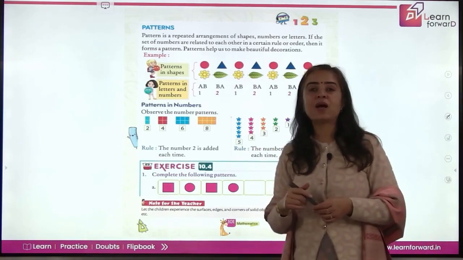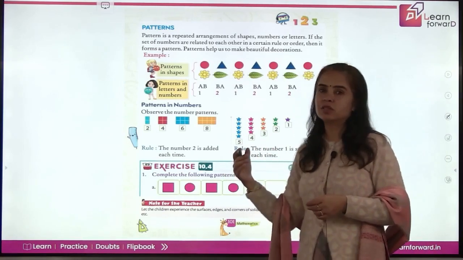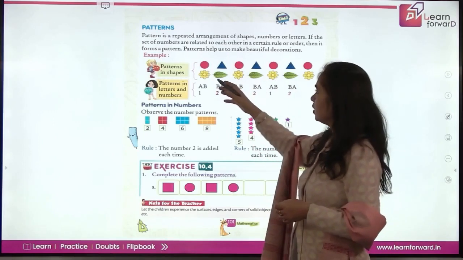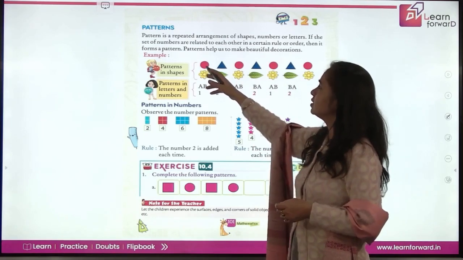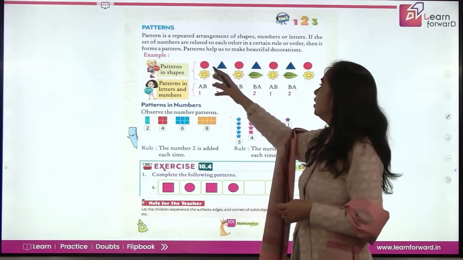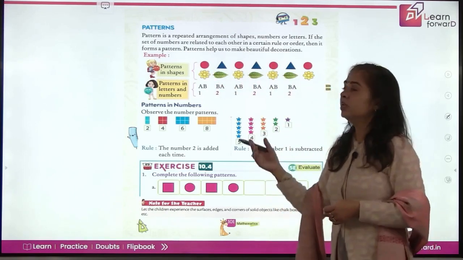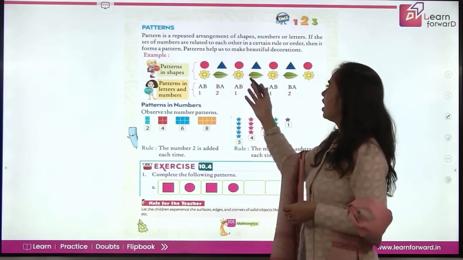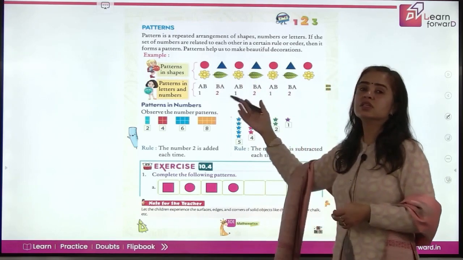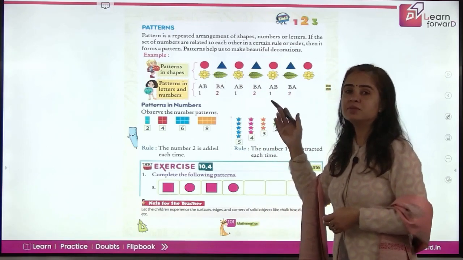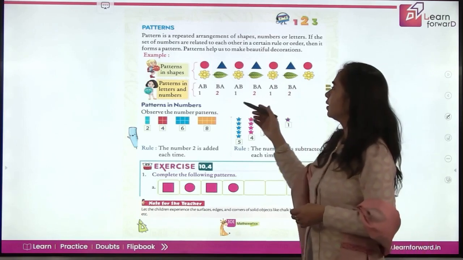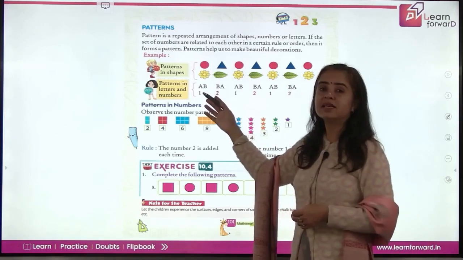Now next is pattern. Pattern is a repetition of some shapes or colors. If you look at this, this is a circle, a triangle, then a circle, a triangle, a circle, a triangle. Similarly, we can have a flower leaf structure like this. So the shapes are repeating. This is a pattern. Now we have patterns in letters and numbers also.